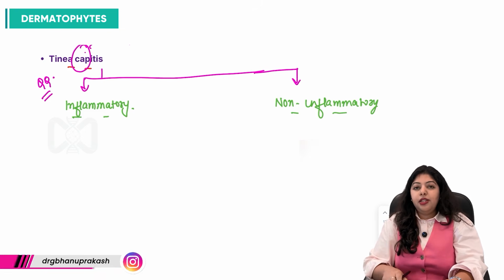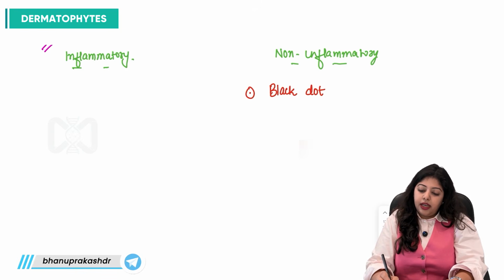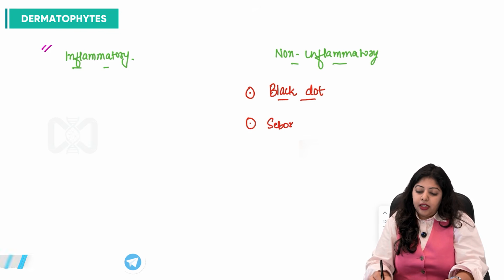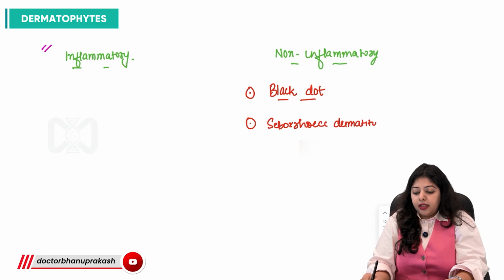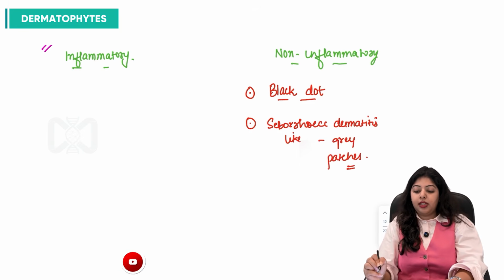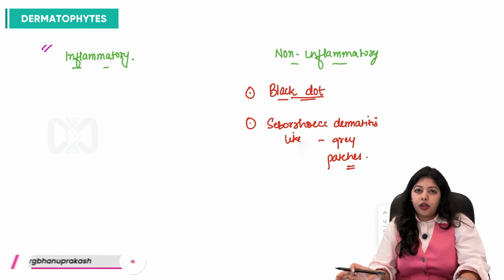So non-inflammatory reactions include, firstly, black dot tinea infection, and the other type of infection associated with non-inflammatory tinea is the seborrheic dermatitis-like type, which will have grey patches present on the scalp. So no inflammation would be seen in or around the lesions, right?